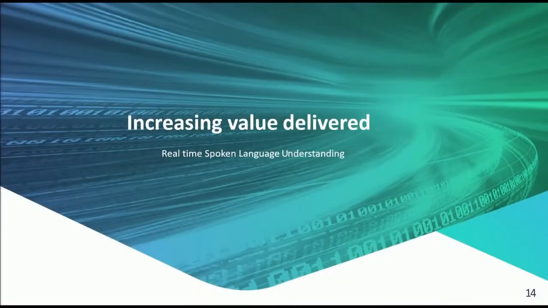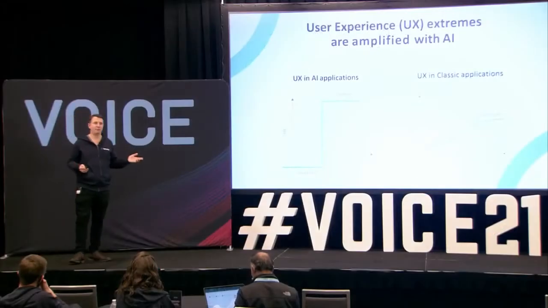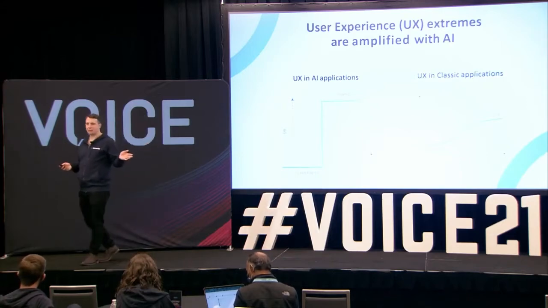So, next, let's talk about how to increase the value delivered. Now, the secret to this is something we call spoken language understanding. If you look at AI user experiences, they have the tendency to be absolutely magical when they work really well, but horrible and catastrophic when they aren't working. To illustrate this, think about autonomous driving. If you are picked up by an autonomous car that brings you safely to your destination, it feels absolutely magical. But if it drives you off a cliff, that's catastrophic.